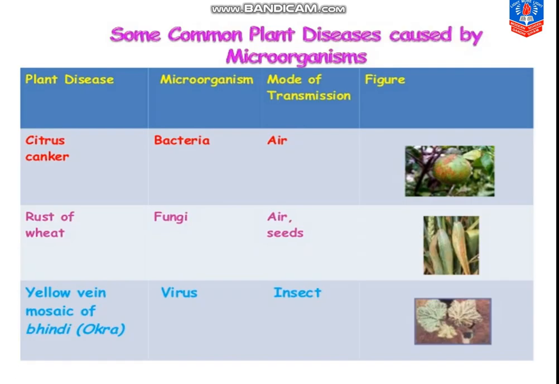Some common plant diseases caused by microorganisms are, you can see in the table. First is citrus canker, and the microorganism responsible for it is bacteria. Mode of transmission is air, and you can see the figure. Then rust of wheat, the microorganism is fungi, and the mode of transmission is either air or seeds. Then one more disease is yellow vein mosaic of bhindi or okra. Bhindi is also known as okra, and a virus is responsible for that disease, and the mode of transmission is insects. So these tables are also given in your textbook. You have to go through these.